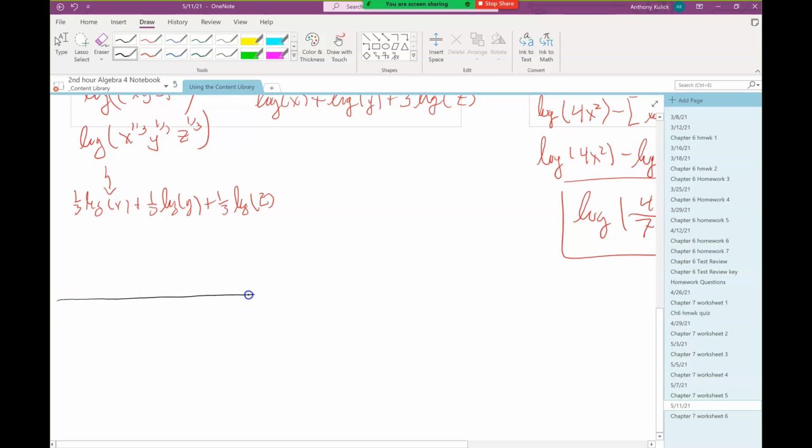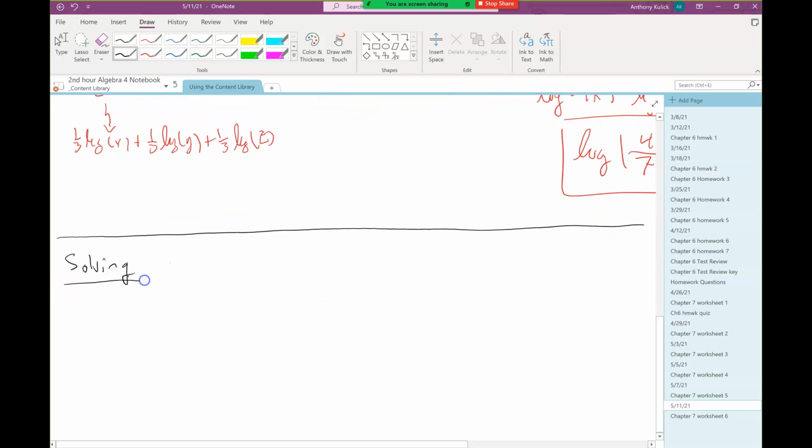So today we're going to talk about solving. And there's two types of solving problems we're going to talk about. So we're going to talk about exponential equations and logarithmic equations.